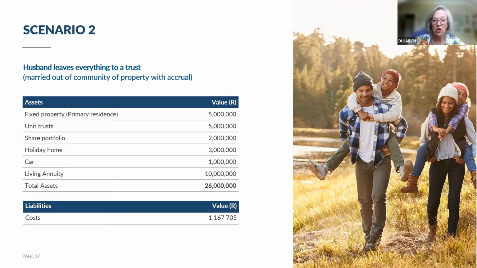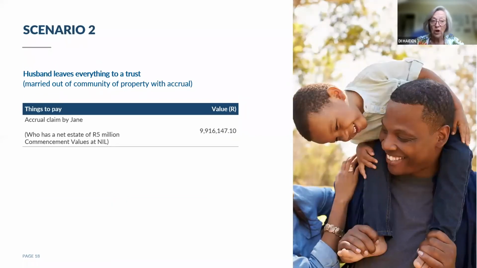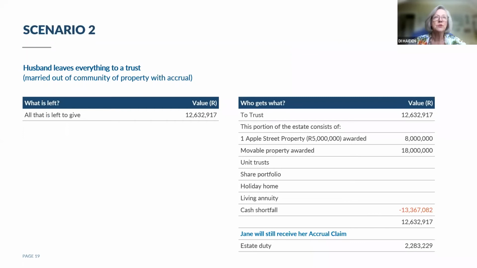And there we've got costs again of 1.1 million. I'm going to run through this very quickly because it's the same. We've got the claim for Jane still. So he thinks he's leaving 26 million, or take the living annuity off, the 14 million, whatever it is, to the trust. But surprise, not, because Jane is taking the first 9.9, 10 million in this scenario. So what does that do? What is left? Well, now we've only got 12.6 million left because it's going to a trust.